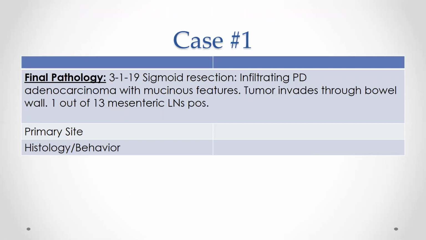Case 1, this is a sigmoid resection. So that kind of gives you a little bit of a hint of where the tumor is. We don't have an op report. All we have is a path report. And it was a poorly differentiated adenocarcinoma with mucinous features. And then gives us a little bit of information about the invasion and the lymph nodes. So based on the information that we know here, the best information we have is that this is a sigmoid primary, so C18.7. The adenocarcinoma with mucinous features.